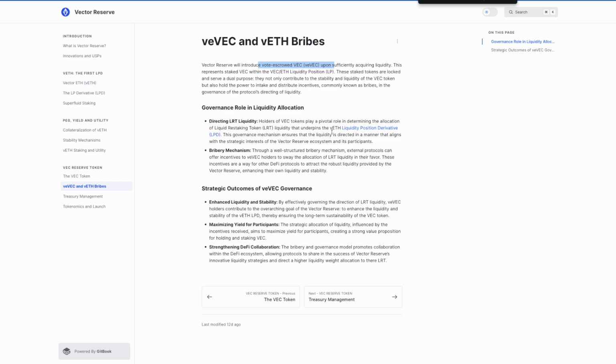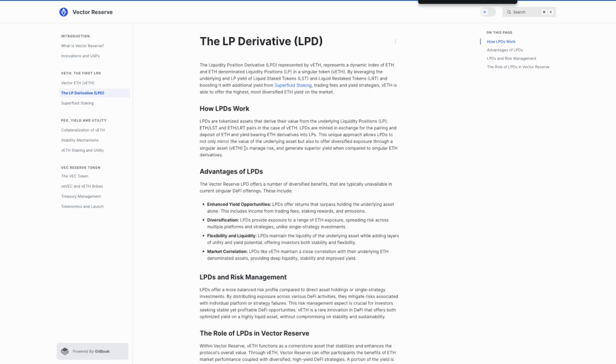And then they also talk about these vETH liquidity position derivatives, which are basically a liquidity provision derivative: a token that you get for providing liquidity to something like Uniswap or Curve, and then that token is put into this superfluid staking, restaking on EigenLayer.